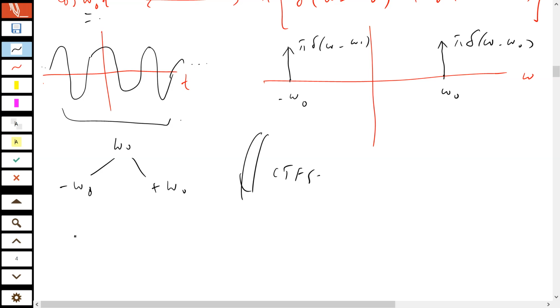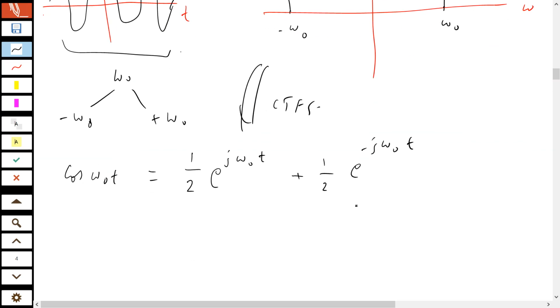So in Fourier series, if I start with cosine omega naught t, I don't even need to compute anything. I just write the Euler formula. So what do I get here? This is one term, and the other one is e to the minus iota omega naught t. So if you think about this, this is already in that form.